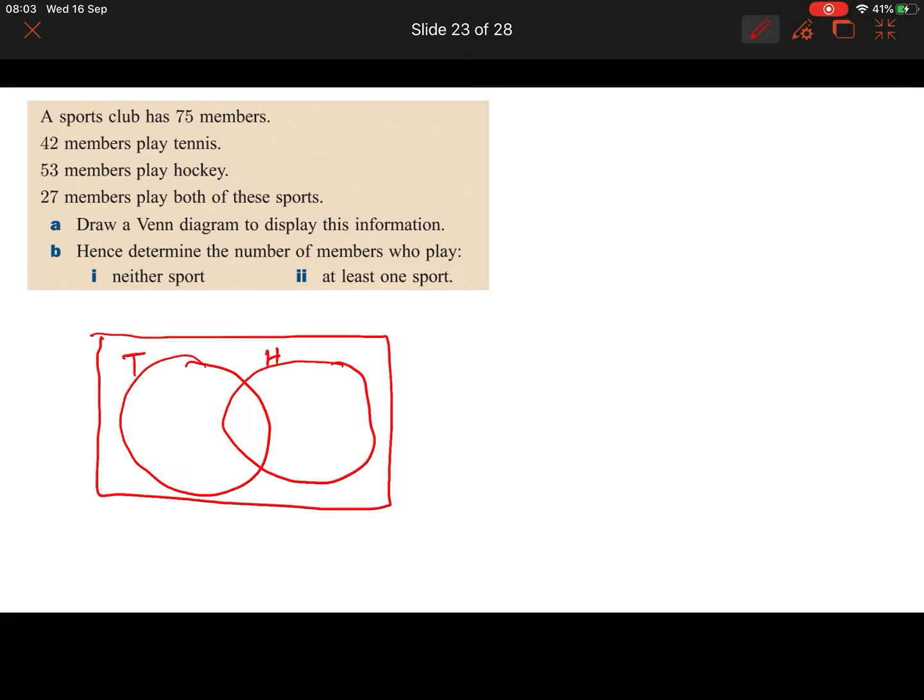Now, people make classic mistakes with this, okay? They look at this and say 42 members play tennis, 53 members play hockey, and 27 play both sports. Now, I hope you're looking at that going, that is stupid, it doesn't make sense. How do I know it doesn't make sense? Well, let's just add these things up. 42 plus 27 plus 53 is 122. Well, that's already more than the 75 members we had in total, okay? So these numbers are wrong, okay? Let's just start again.